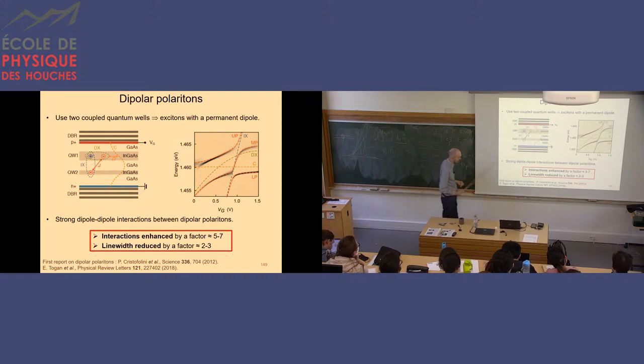We are not the only ones to do that, actually. In the group of Atac Imamoglu, they have done such experiments in 2018 in a planar cavity, and they have shown that when you work with this kind of coupled quantum wells, the dispersion starts to become a bit more complex, because it's not only exciton-photon interaction, but there are more terms to account for. But at least they showed that the interaction can be enhanced by a factor of 5 to 7, and at the same time they observe a reduction of the linewidth by a factor of 2 or 3. So if we take into account these numbers, you can see that there is good room for optimization in terms of this U over gamma term going into the quantum regime.